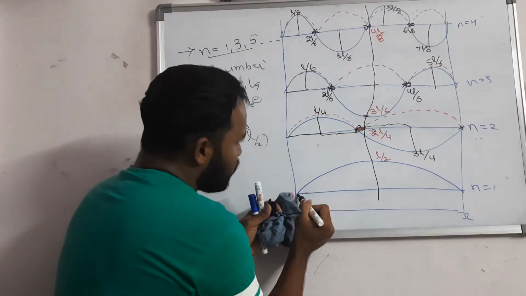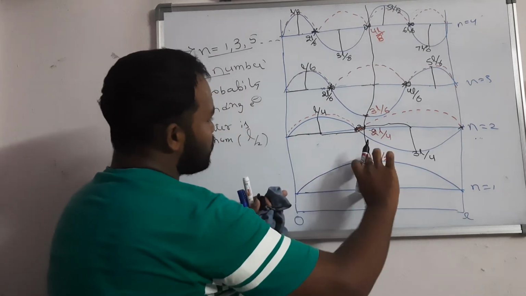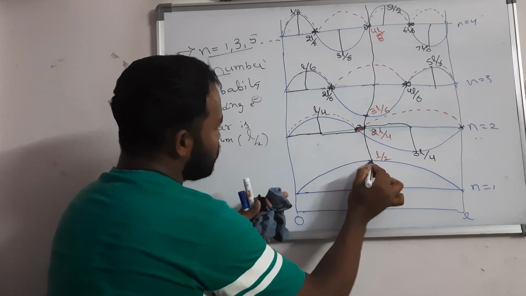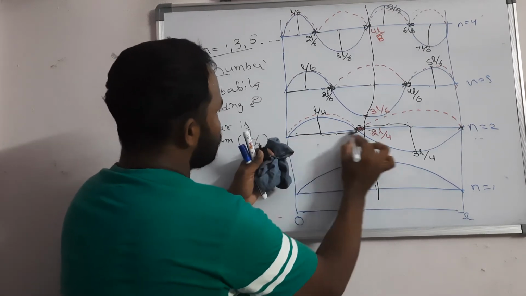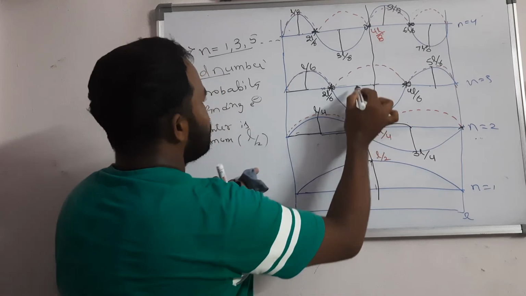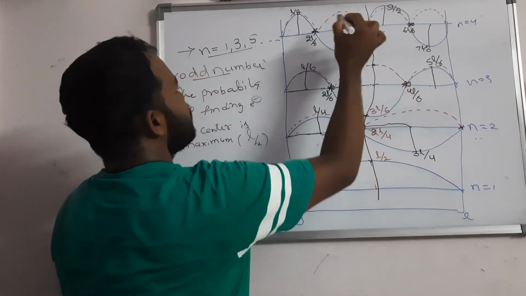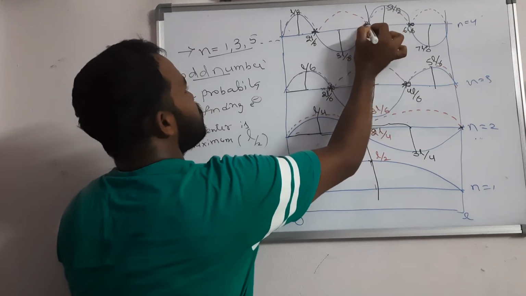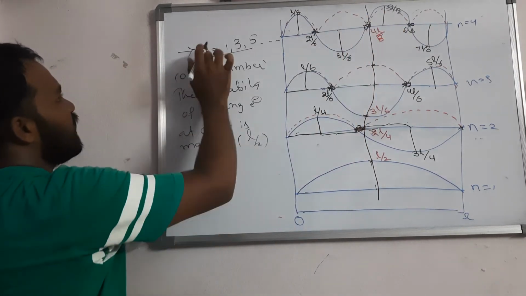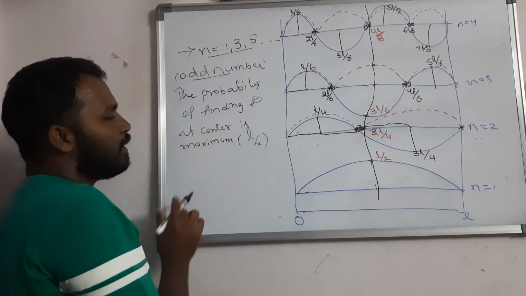Here n equal to 1 means exactly it is there, so that is maximum. Maximum means you should write here. If you observe, here it is not maximum because a node is present, and here you will get maximum. Here n equal to 4 means you got a node. So n equal to 1, 3, 5, odd numbers, the probability of finding the electron at the center is maximum.